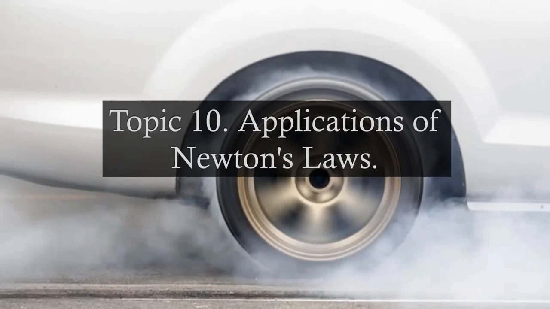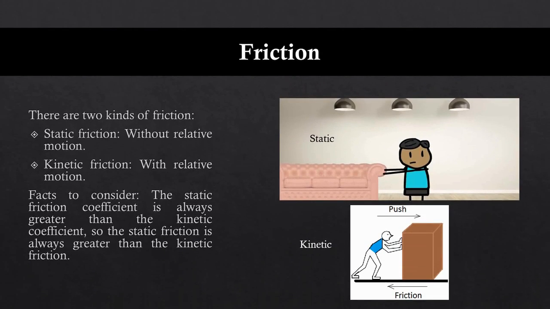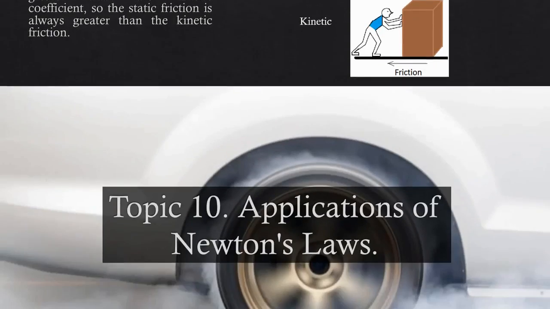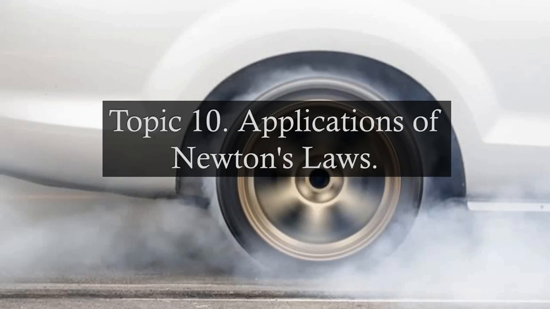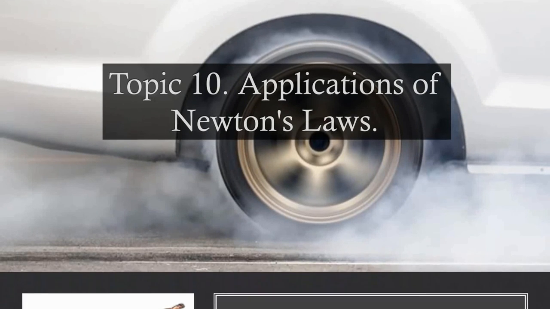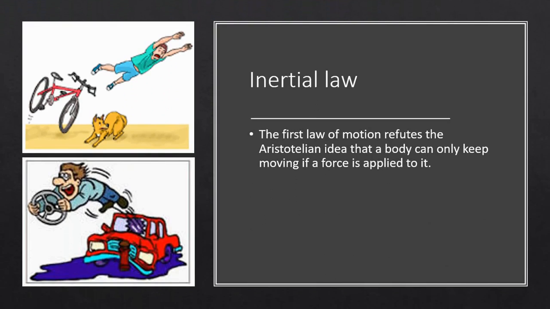In conclusion, in this topic we analyze in detail the types of forces that occur in different physical systems that are most common in Newtonian mechanics, which must be analyzed using free body diagrams, showing the forces acting on an object. Topic 10. Applications of Newton's laws. Inertial law. The first law of motion refutes the Aristotelian idea that a body can only keep moving if a force is applied to it.